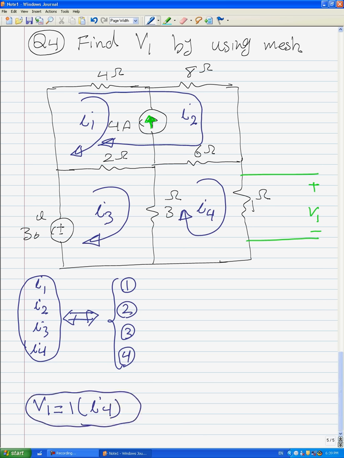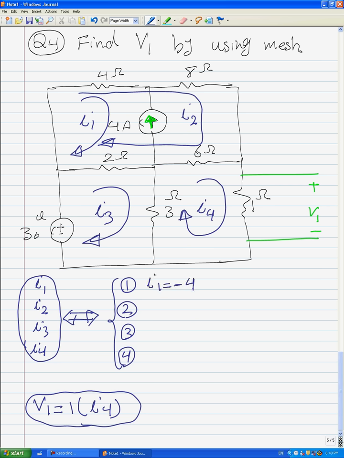Be careful: in order to find V1, we only need I4. But for finding I4, we should find I1, I2, I3 and I4. There is no way to immediately find I4. Okay, now the first equation is easy. I1 is equal to minus 4.